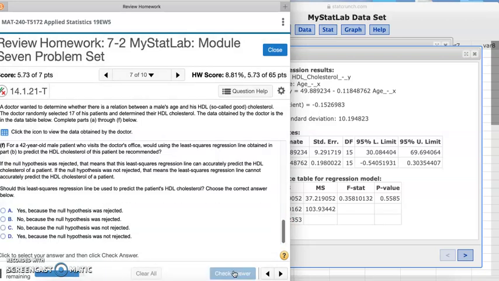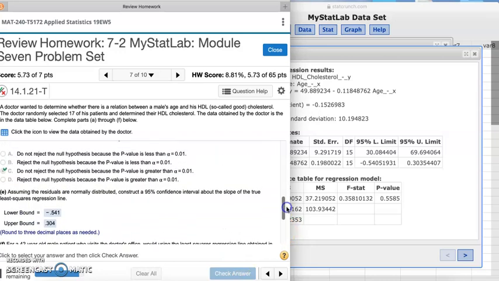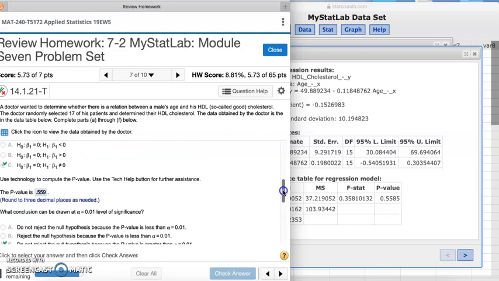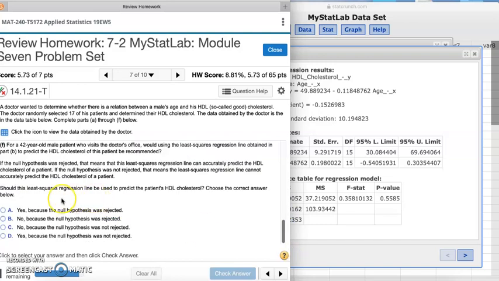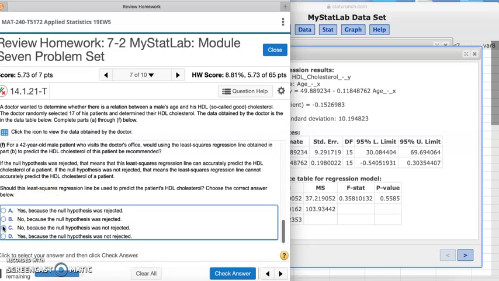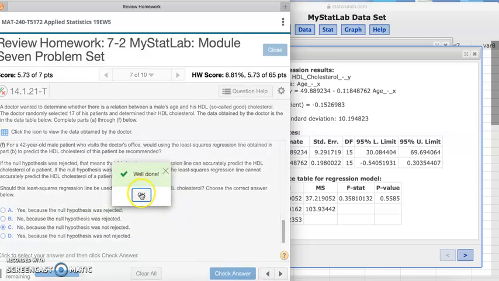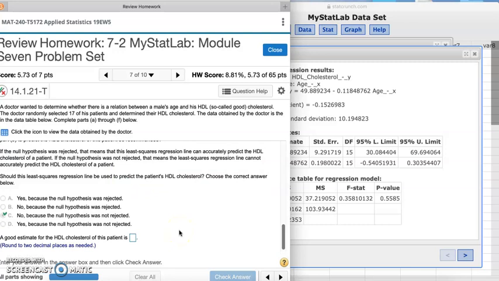And just to make sure that's clear, what we're saying is if the slope is 0, then there's no linear relationship. So that means it's not really a good model. If the slope's not 0, then yeah, there's probably a good linear relationship and the model's a good prediction. So in this case, remember from up here, we did not reject the null hypothesis. We basically said that the slope is 0 or very close to 0. So should this least squares regression line be used to predict the patient's HDL cholesterol? Choose the correct answer below. No, because we did not reject the null hypothesis. We said that that slope or that correlation is close to 0. Well done.